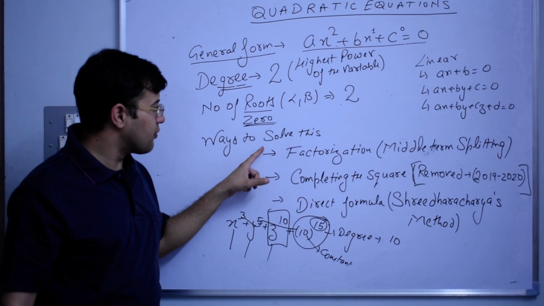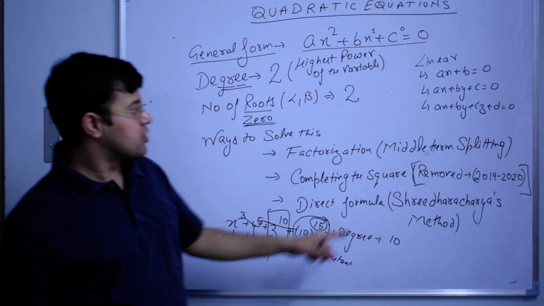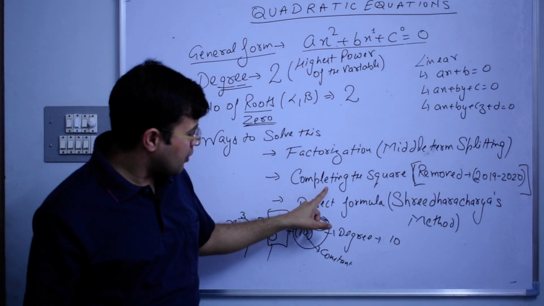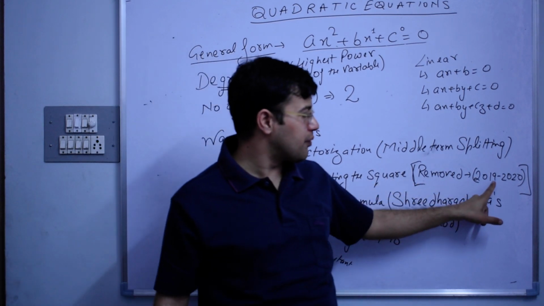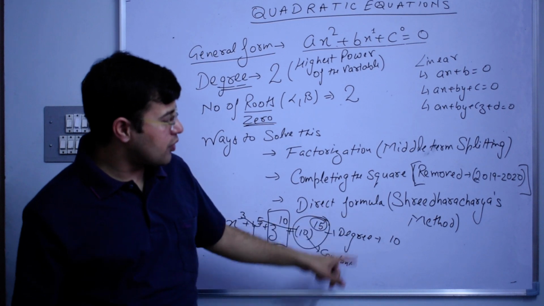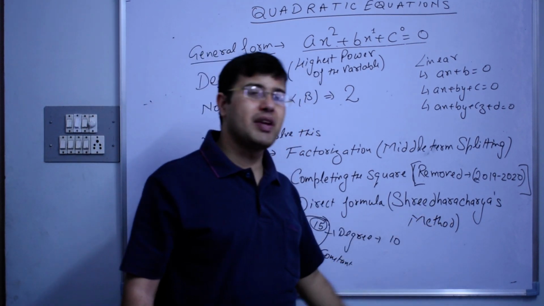Now there are different ways to solve this. The first way is factorization, in which we use middle term splitting. The second is completing the square, which I won't use because it has been removed from the syllabus from the 2019-2020 session. And the third is the direct formula, also known as Sridharacharya's method.